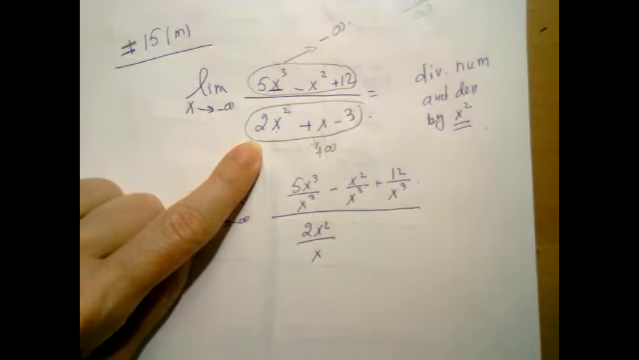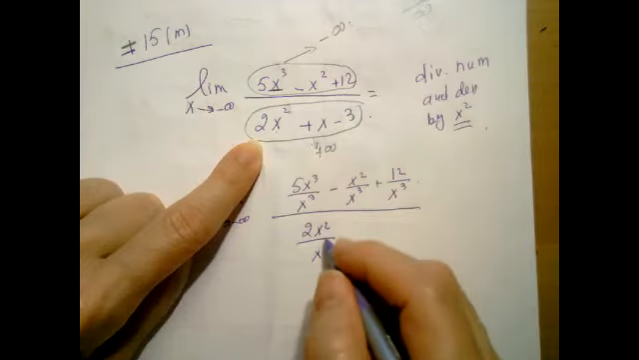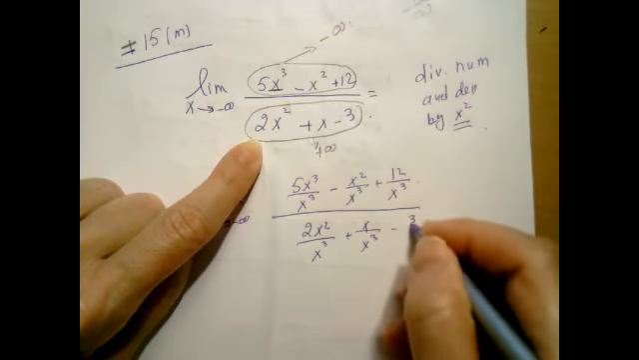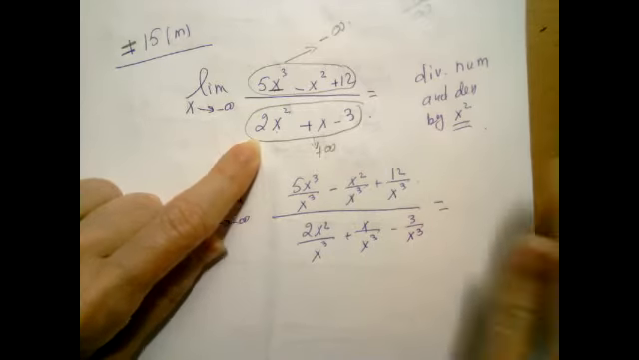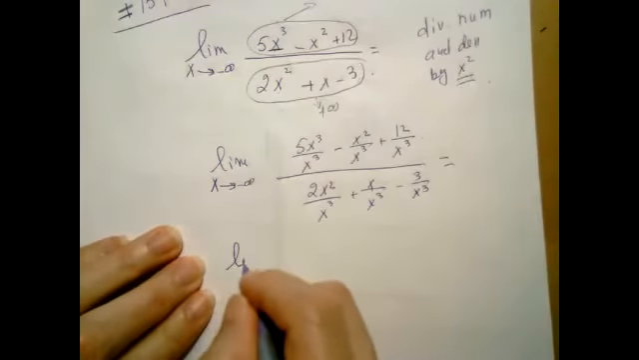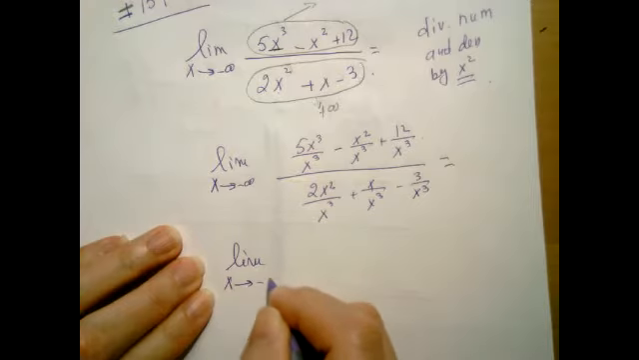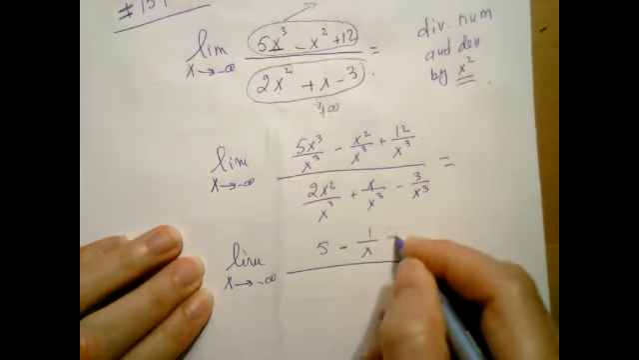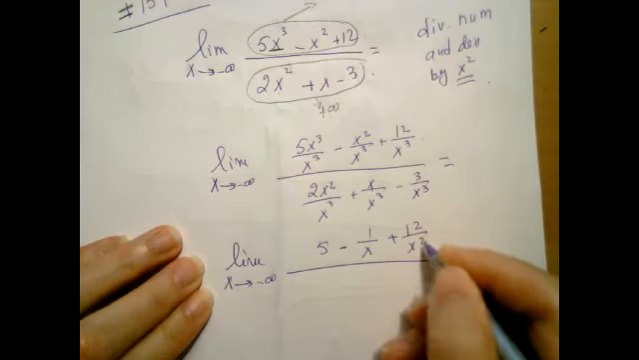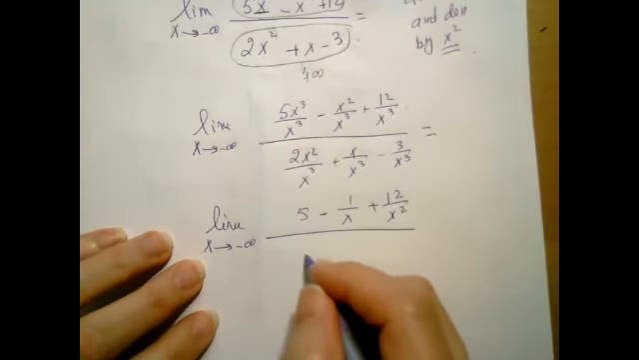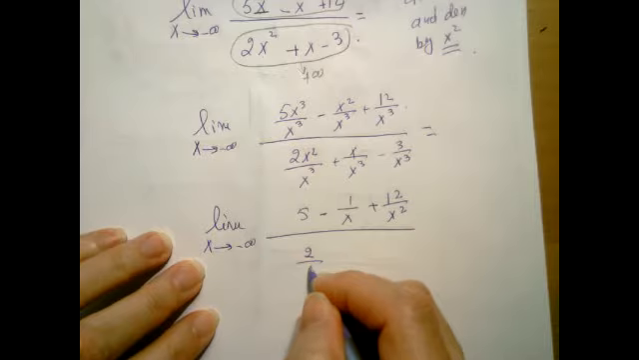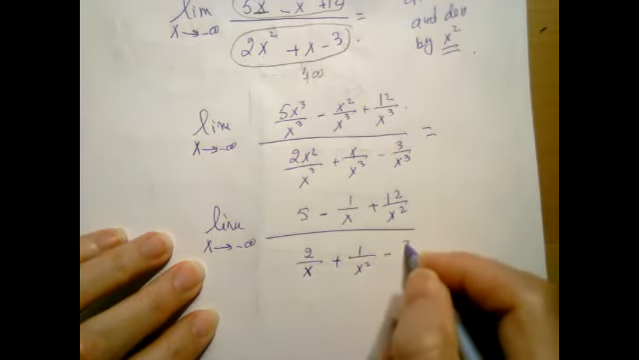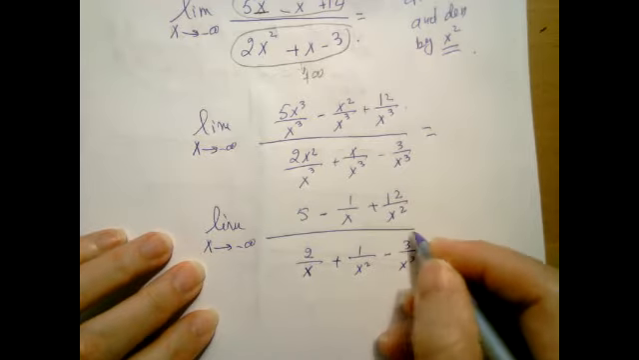So basically, we're looking now for a horizontal asymptote. That's really what we're looking for. We're studying the end behavior of the function. And so the limit, give me the following: 5 minus 1 over x plus 12 over x squared, the whole thing divided by 2 over x plus 1 over x squared minus 3 over x cubed.